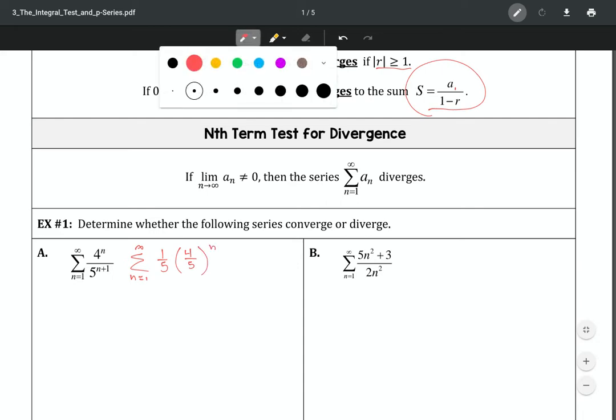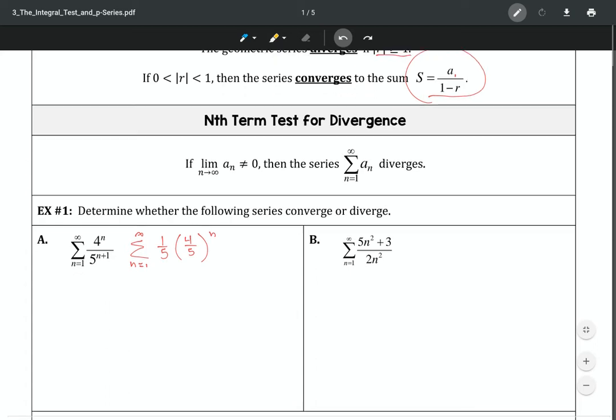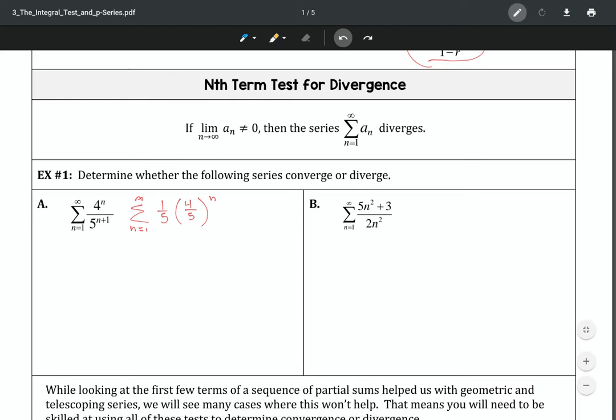Now notice that this part right here is r, and r is between 0 and 1. The absolute value of this is between 0 and 1, which is good. So that means it's going to converge. Now it's not really asking us to find the sum, but we can use the formula to find the sum completely.